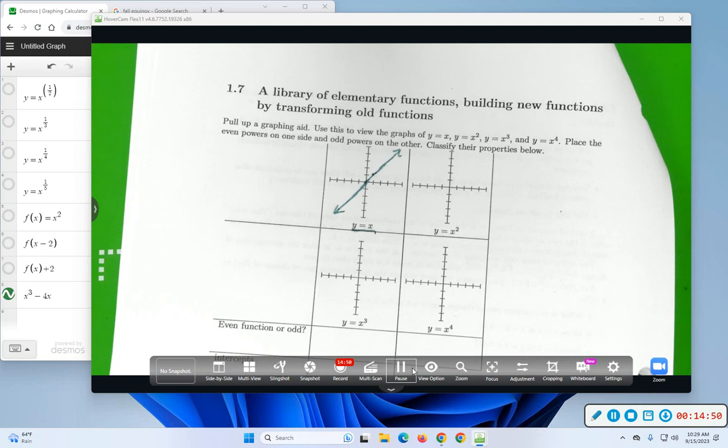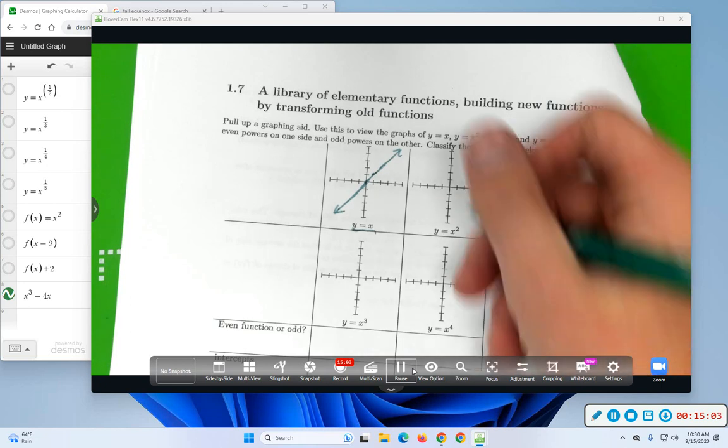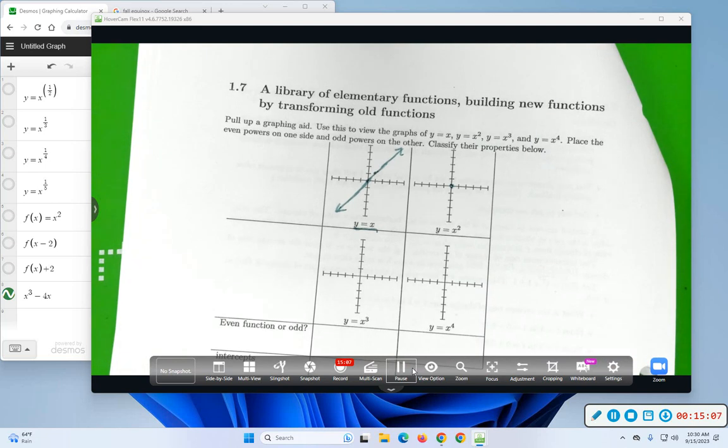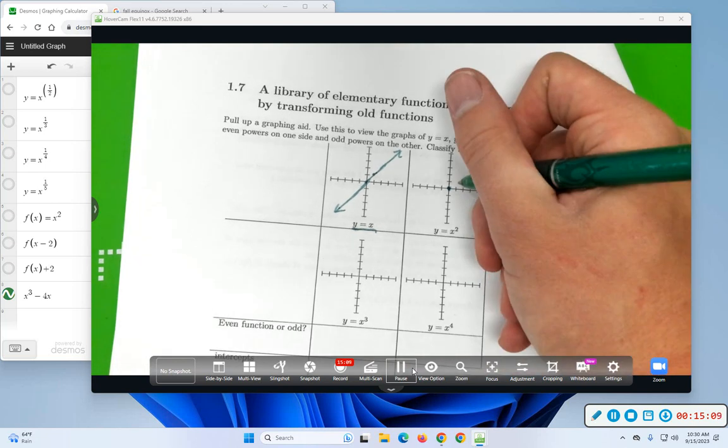Let's get an idea of y equals x squared. And maybe you already know what the graph of y equals x squared will look like, but let's get it by plugging in some points. What's 0 squared? 0. So 0, 0 should be on the graph. What's 1 squared? 1. So 1, 1 should be on the graph.